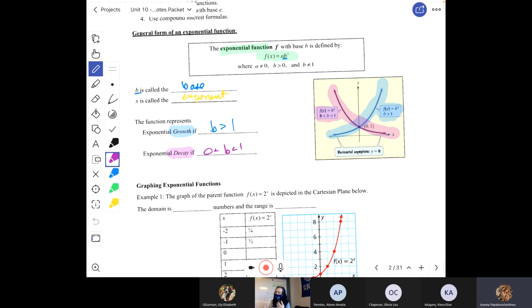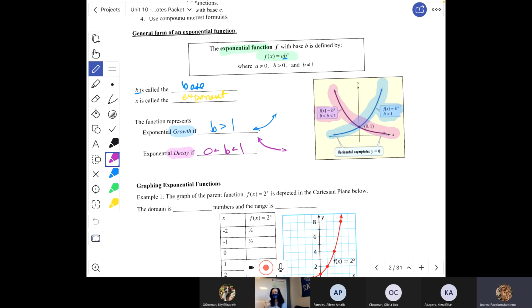So if I have growth, I am rising left to right. I'm strictly increasing. If I have a b value that is a fraction, I am falling. I am decreasing left to right and strictly decreasing. And we've talked about where functions are increasing, decreasing, and constant.